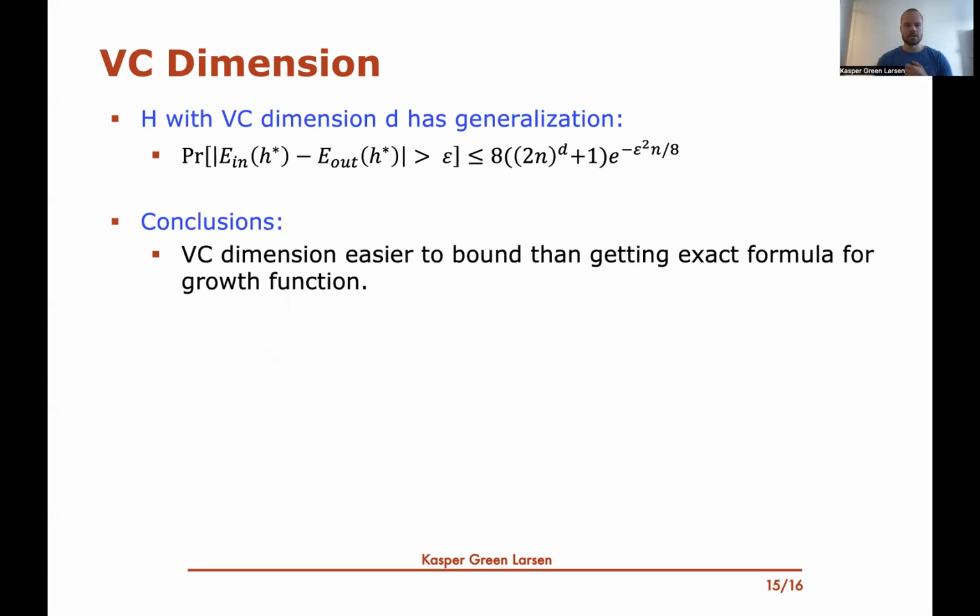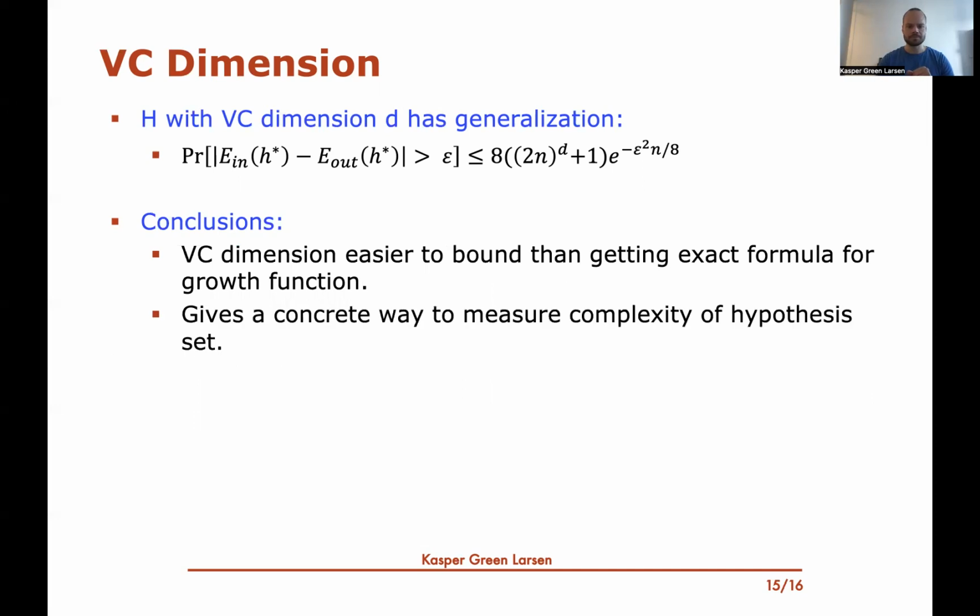Good. So the VC dimension is really a tool for making it easier to get upper bounds on these generalizations. And it's a little bit easier to bound it than getting an exact formula for the growth function. And it's also a very nice definition and a concrete way of assigning a complexity score, if you will, of a hypothesis set, talking about how complicated this hypothesis set is. What is its VC dimension?